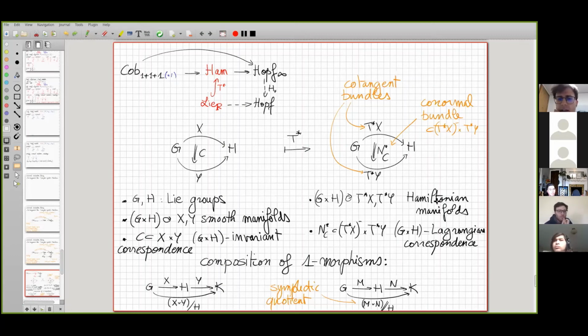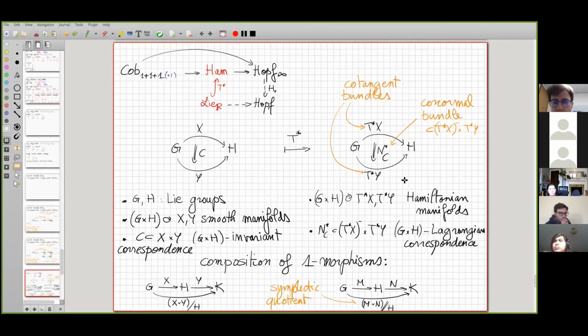And then one morphisms, you would send to the cotangent bundle. Now that's a symplectic manifold that's endowed with a Hamiltonian action of these groups. Okay, so the one morphisms in this category are Hamiltonian actions and Hamiltonian manifolds, and then two morphisms will be sent to their conormal bundles, and these are Lagrangian correspondences. We'll see. So two morphisms here are Lagrangians, basically.